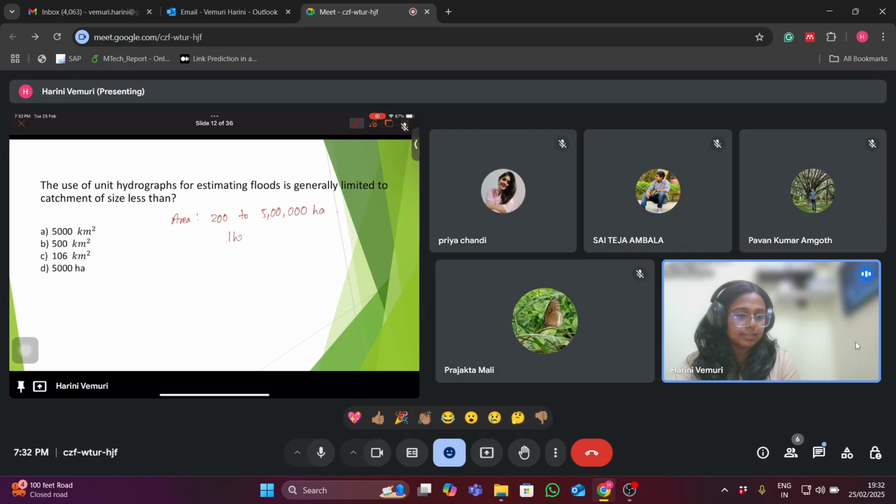So, 1 hectare is 100 kilometer square. So, the maximum size of the watershed can be 5 lakhs, right? So, just divide 5 lakhs by 100. Sorry, 100 hectares is 1 kilometer square. Okay. So, that means it's 5,000 kilometers square.